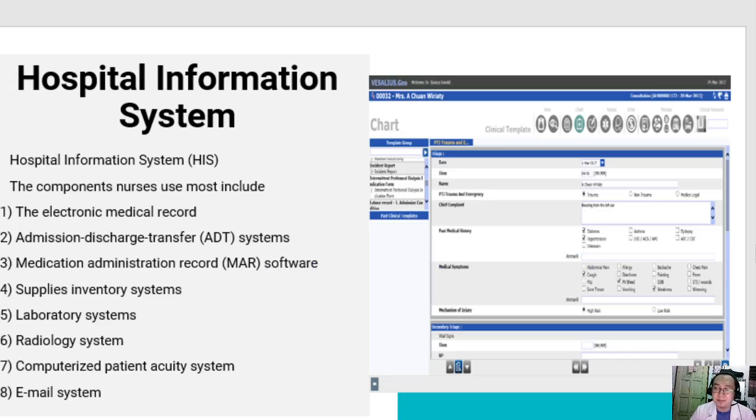The components of the hospital information system that nurses use include the electronic medical record; admission, discharge, and transfer systems, meaning admission and discharge of patients; the medication administration record or MAR, which you usually see in pharmacology books, especially Western-authored books; supplies inventory systems; laboratory systems; radiology systems; computerized patient acuity systems; and email systems, because one way of communicating with different departments or patients is through email.